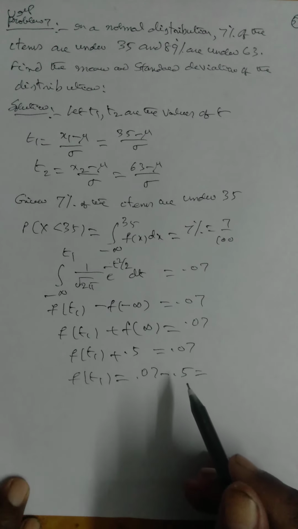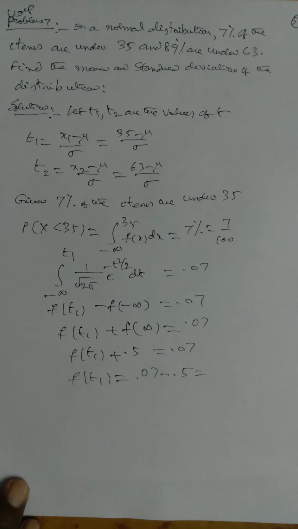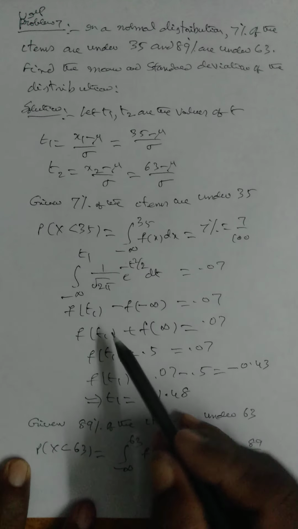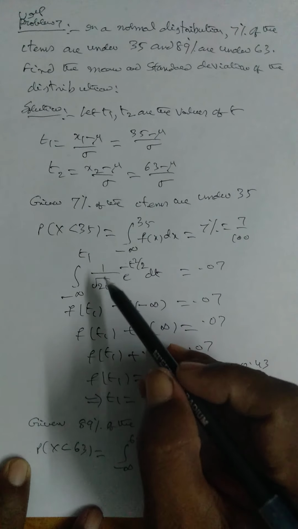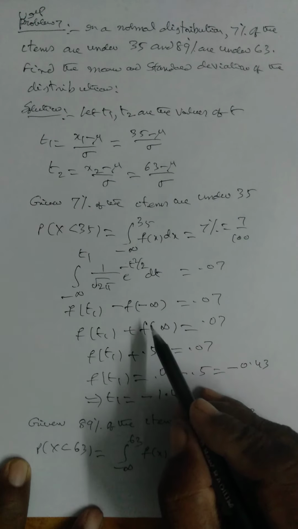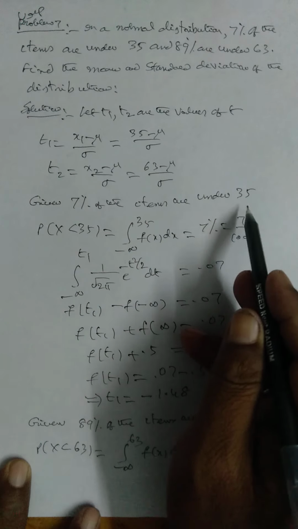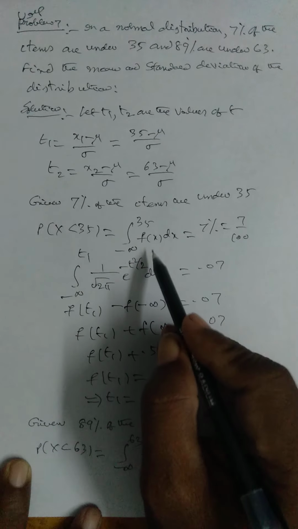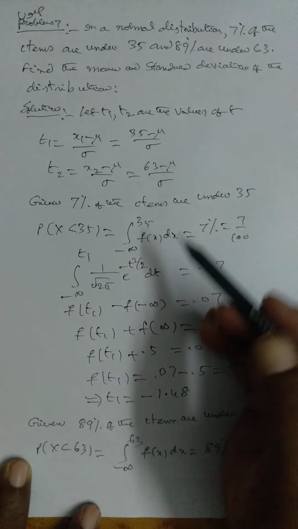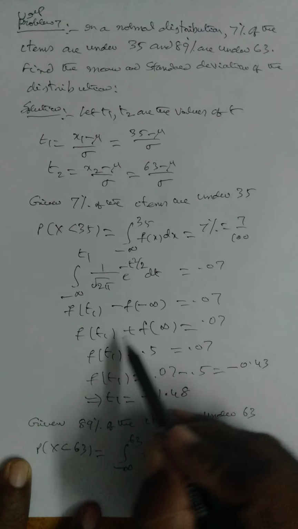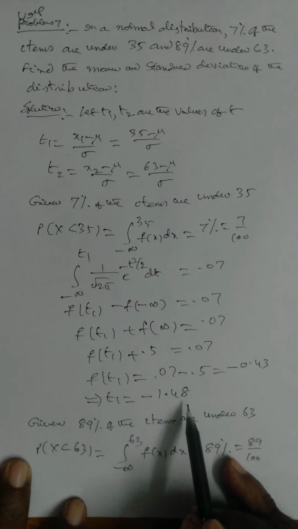So how much? Given 7% of the items are under 35, P(x less than 35), the integral from minus infinity to 35, same as the above problem, 7 by 100. So from this we get the t1 value, minus 1.48.